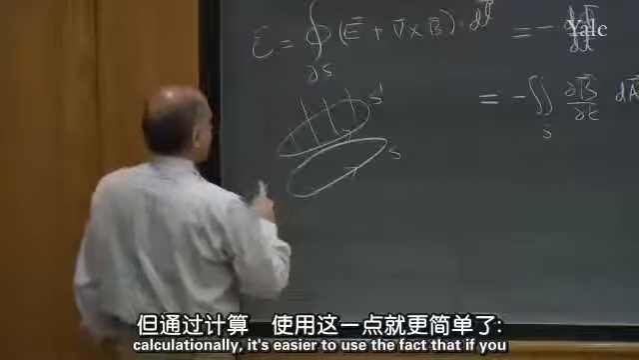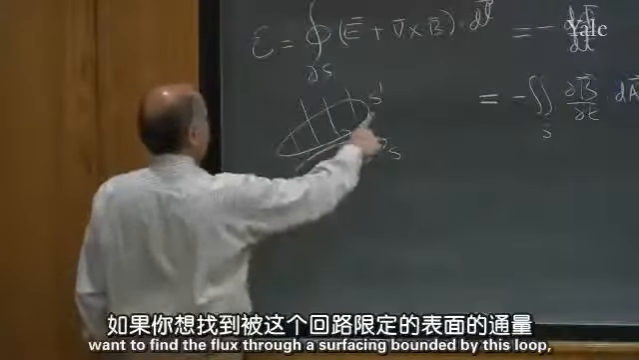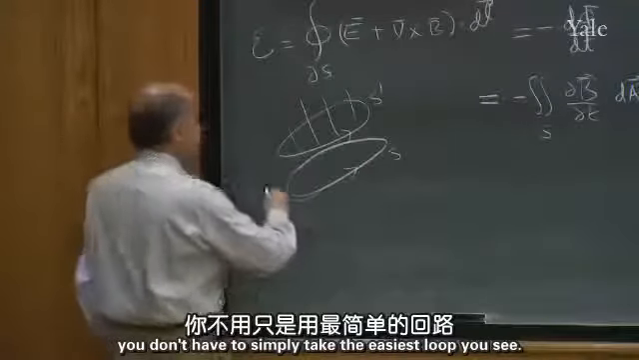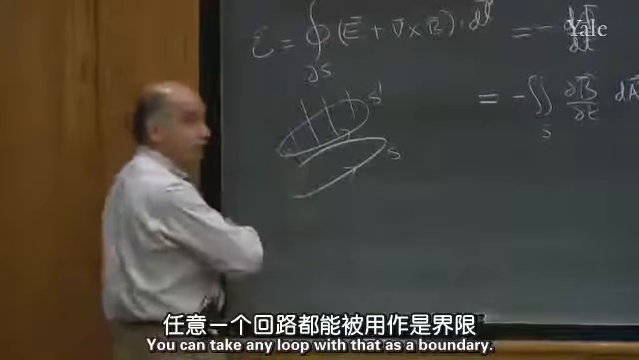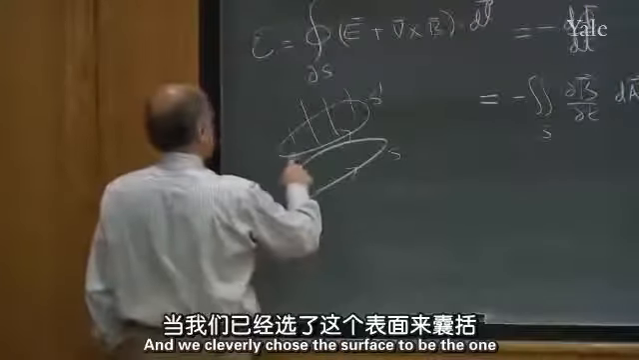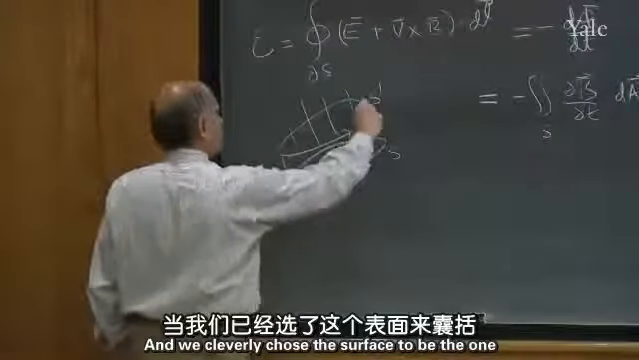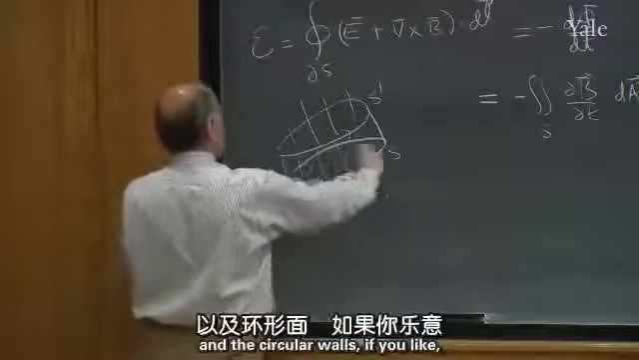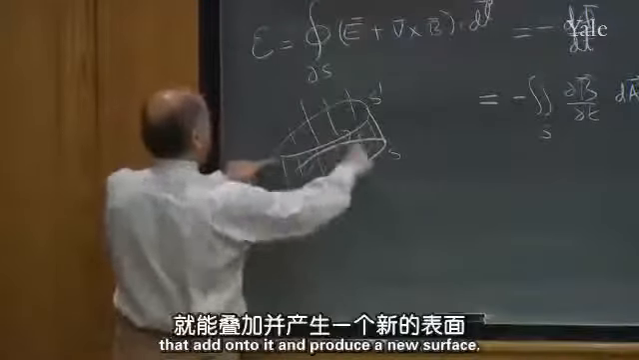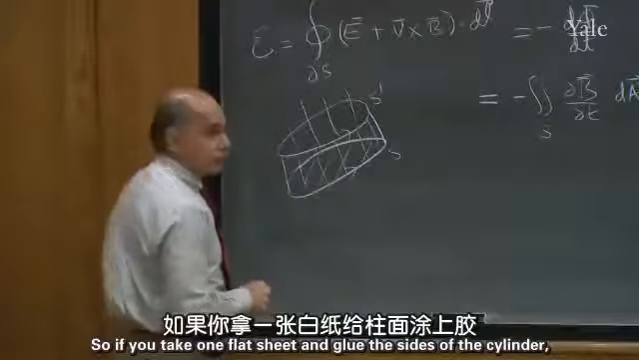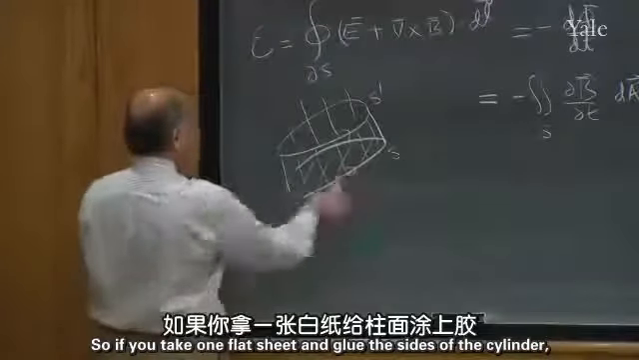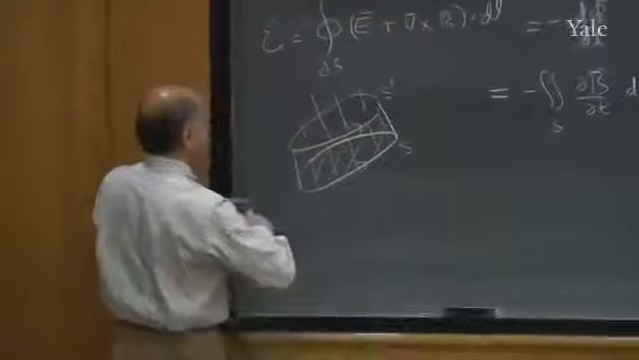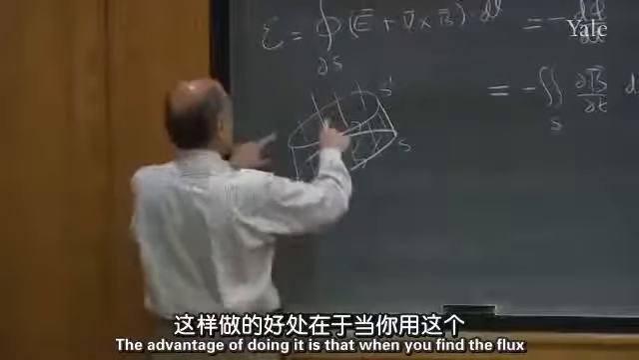But calculationally, it's easier to use the fact that if you want to find the flux through a surface bounding this loop, you don't have to simply take the easiest surface you see. You can take any surface with that as a boundary. And we cleverly chose the surface to be the one containing the original surface and the circular walls, if you like, that add on to it and produce a new surface. So if you take one flat sheet and glue the sides of the cylinder, you get a rim here, and that's the final surface.